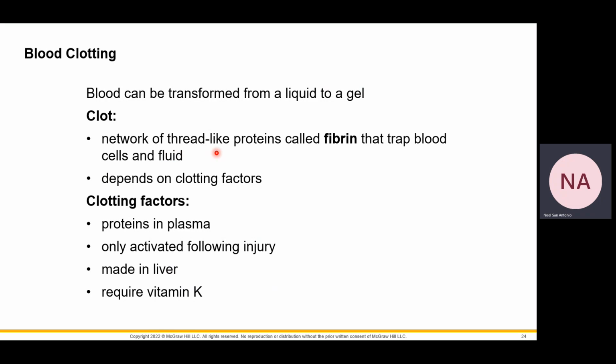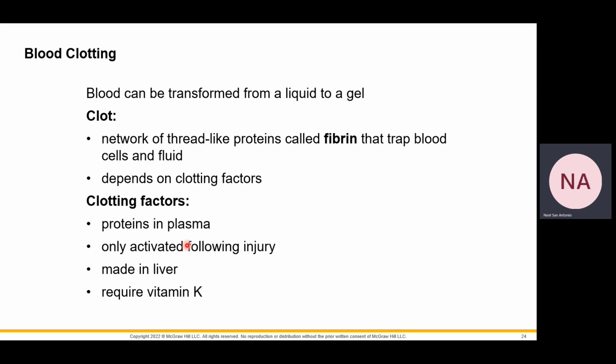During clot formation, a network of thread-like proteins, what we call fibrin, traps blood cells and fluids. So clot formation depends on clotting factors in our blood. What are clotting factors? Clotting factors are proteins present in our plasma. And usually clotting factors are activated only after an injury, especially if there is a major injury to our blood vessel that leads to bleeding.